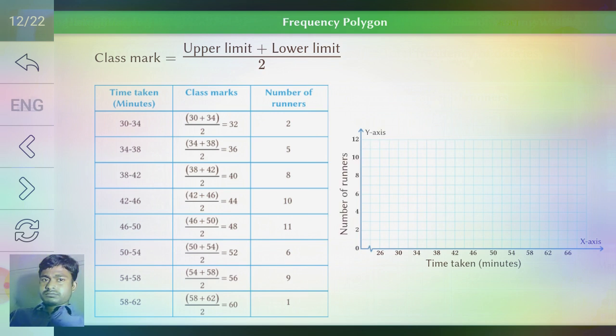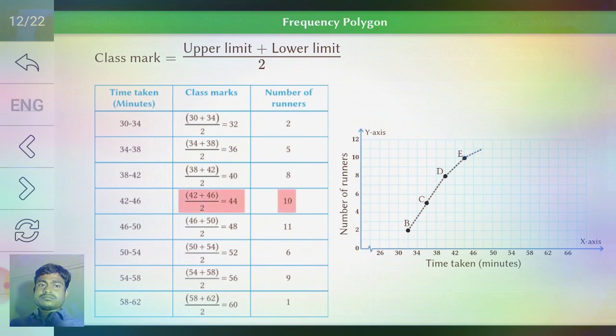We then plot and join points B (32,2), C (36,5), D (40,8), E (44,10), F (48,11), G (52,6), H (56,9), and I (60,1).